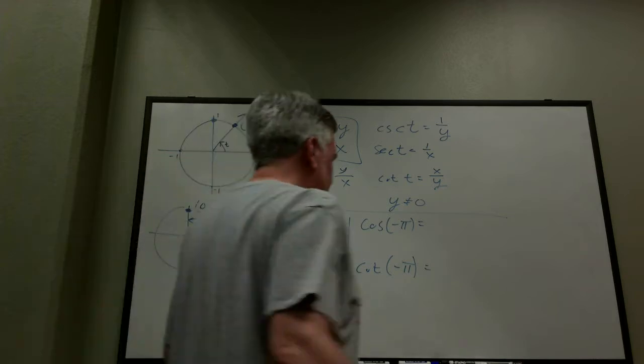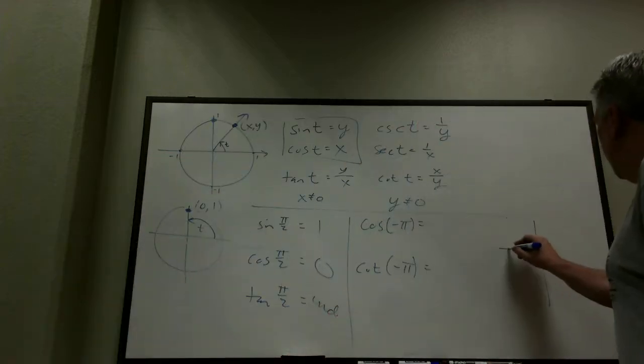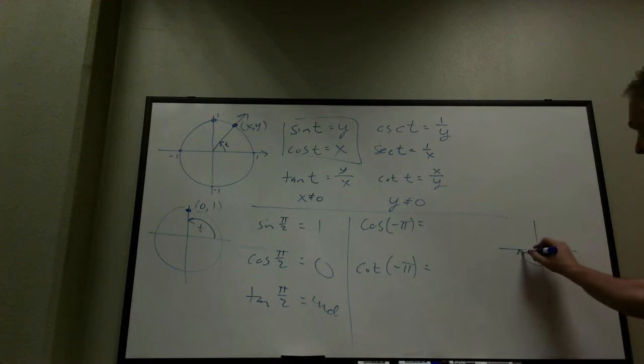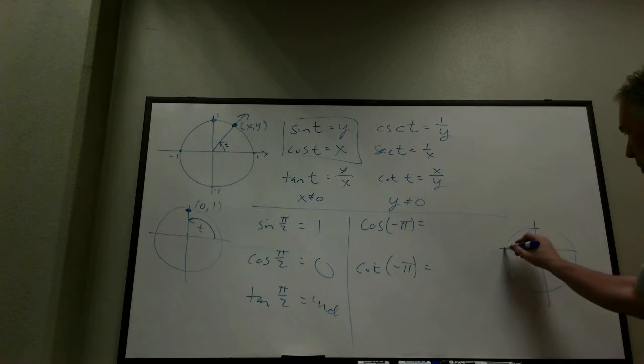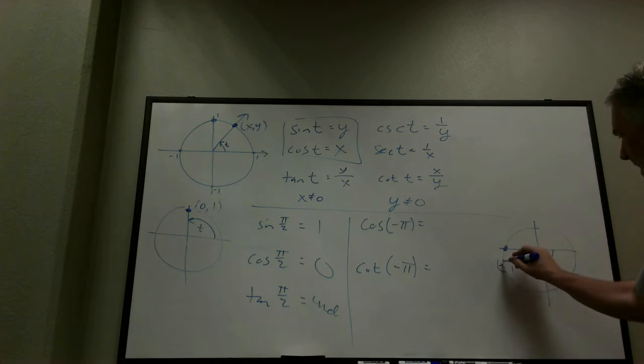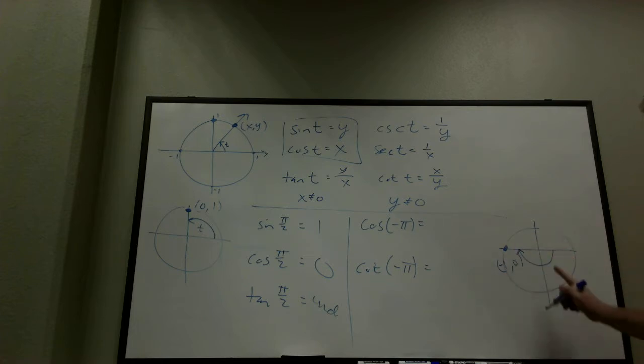Okay, well let's draw a picture here. Now where's the angle negative pi? Remember, pi radians is halfway around, so negative pi takes me to here. Now on the unit circle, what's the point right here? We can easily identify that point. That's the point negative 1, 0, because you went left negative 1, you don't go up or down any.